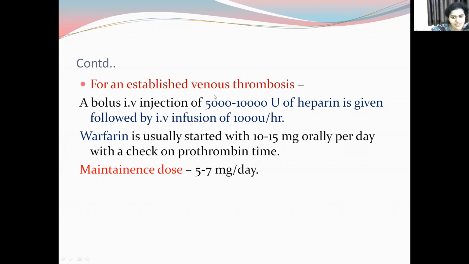So for an established venous thrombosis, start a bolus IV injection, that is 5,000 to 10,000 international units of heparin, followed by an IV infusion at a dose of 1,000 units per hour. The warfarin starting dose will be 10 to 15 milligrams orally per day, keep a continuous check on the prothrombin time, and the maintenance dose will be 5 to 7 milligrams per day.